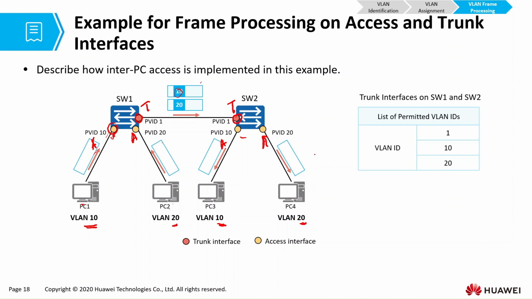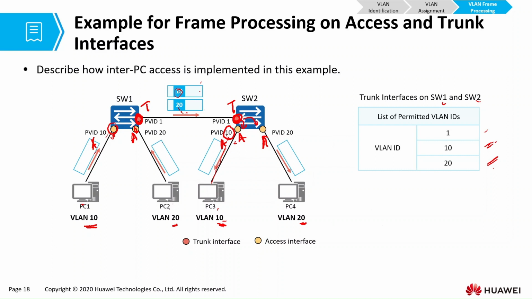But at the same time, I also receive 20. Because 20 is not the same as my PVID, what happens? I will discuss it here. That means the frames that carry tag 20 will not reach PC3. The same thing for PC4, under this access interface with PVID 20. So when I receive, what happened? Your tags will have a 10, right?